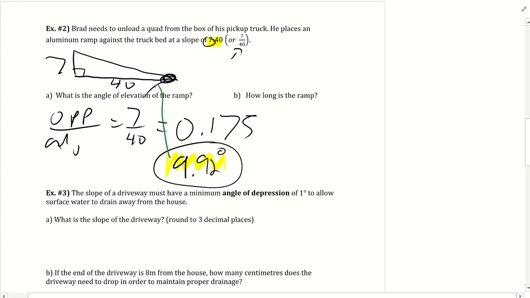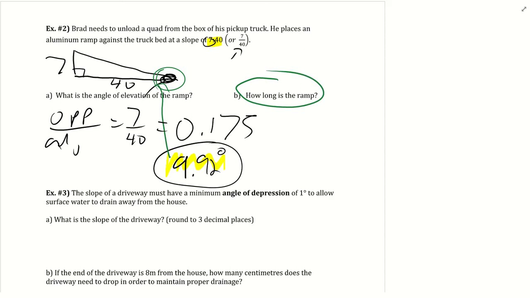Okay, so that would be our angle of elevation. So that's this guy right here. So we just figured that out. Okay, that's really important because if it's too steep or not steep enough, you might have to build a longer ramp, or you can't get it up if it's too steep. So it's really important. So this is a really interesting question, and we really haven't talked about this. How long is the ramp?